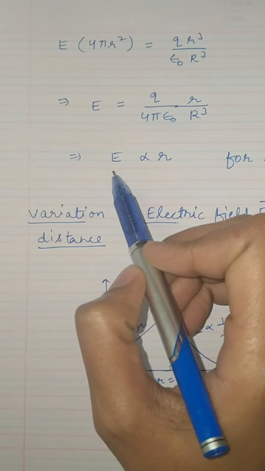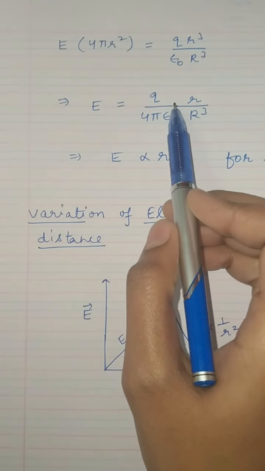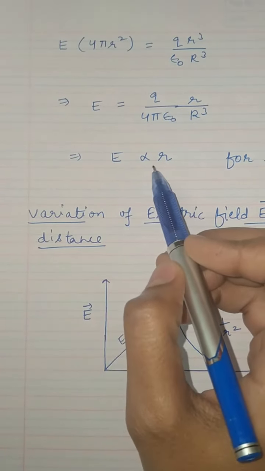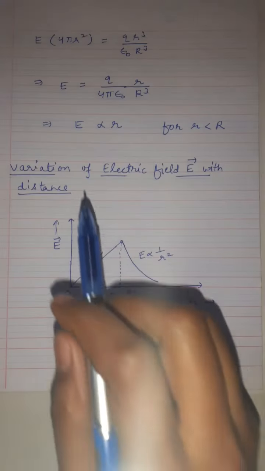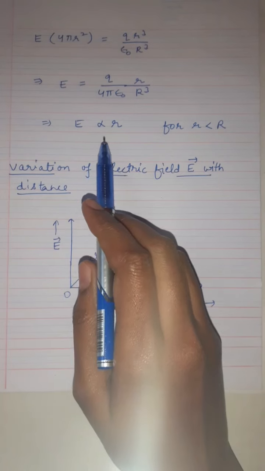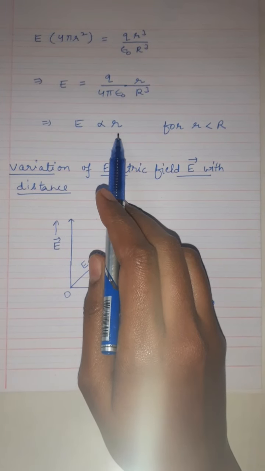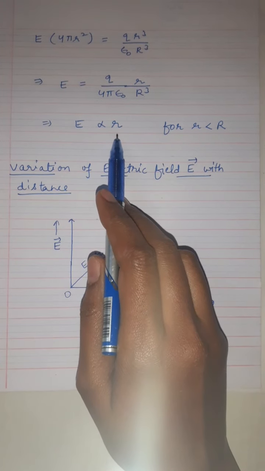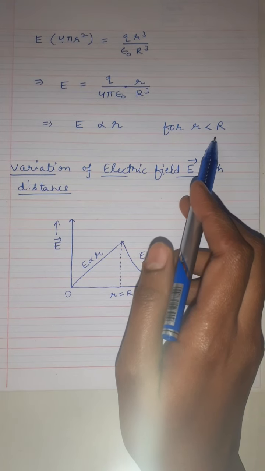From this expression, if we want to relate the electric field with the distance from the center, we can see that the electric field is proportional to the distance. So for the inner points, the electric field is directly proportional to the distance from the center of the sphere. Meaning E is proportional to r for the points where r is less than capital R.